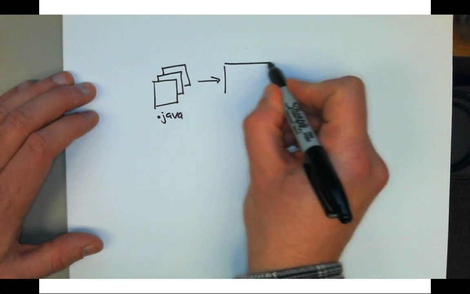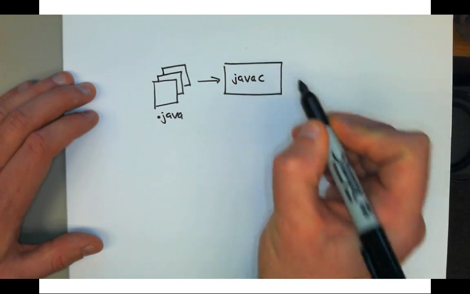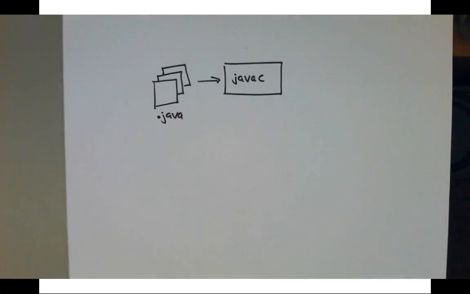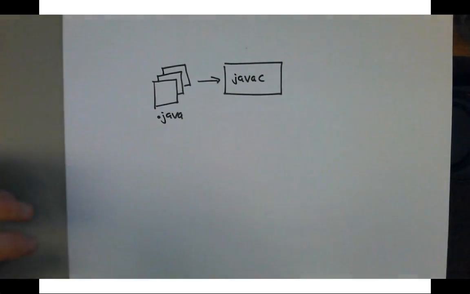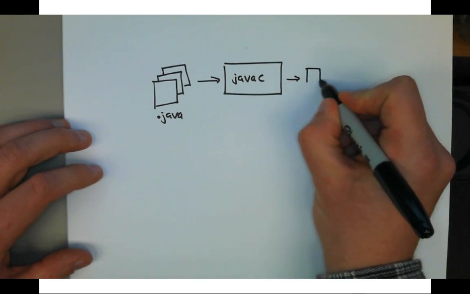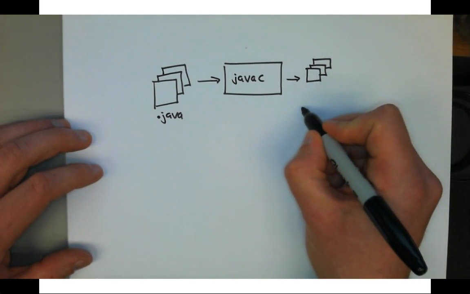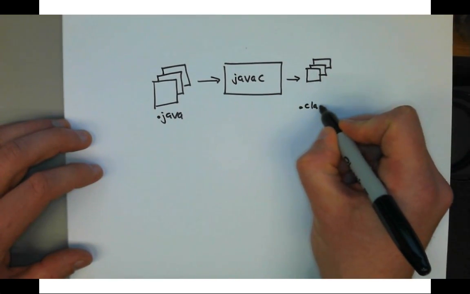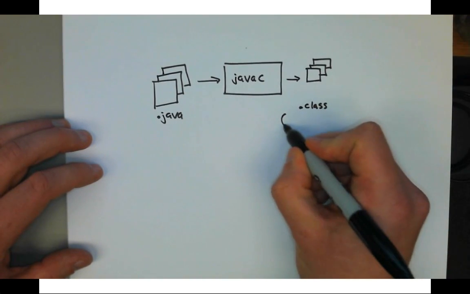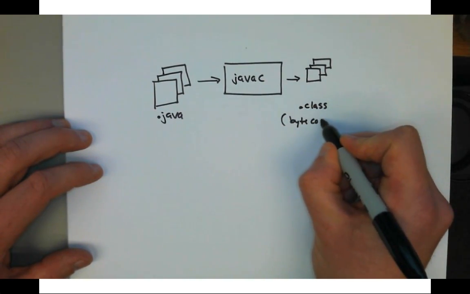We feed all the Java code into the Java compiler, which we'll learn soon. We can invoke the compiler at the command line with this command, javac. The compiler, though, doesn't spit out an executable. Instead, what it does is for each .java file, it creates a corresponding .class file. And this .class file we call bytecode.